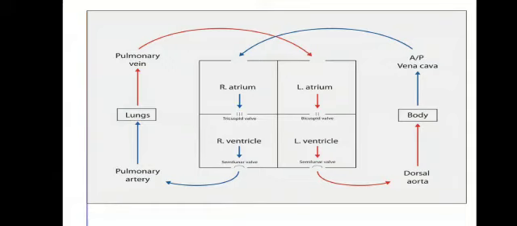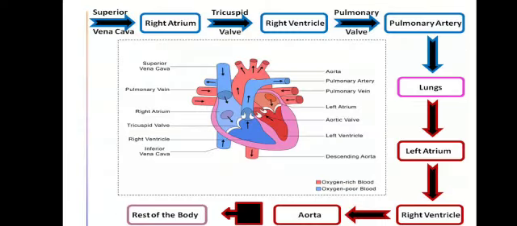Through the bicuspid valve, the left atrium or left auricle gives the blood to the left ventricle, and through the biggest blood vessel, the aorta, it passes the blood to different parts of the body. This is the functioning of the heart. If you learn this flow chart and the first diagram, you can easily write the functioning or the working of the heart.